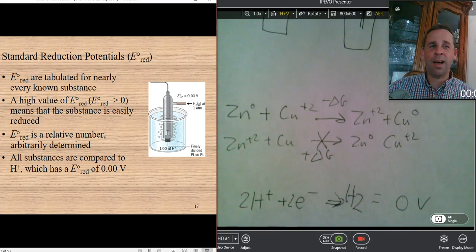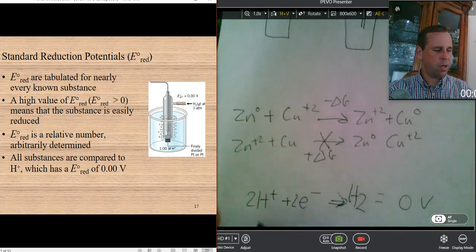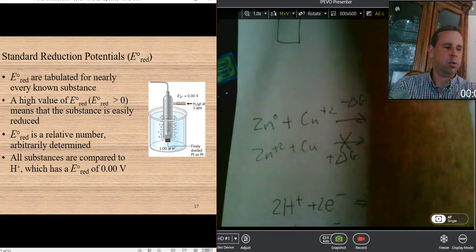If I have a high value, like if I have this reaction here that says 0 volts, all right, but then here's another reaction where I have some element, or some ion, and I'm giving it an electron, and it forms this. And let's say this is a negative 1.0 volts. All right.